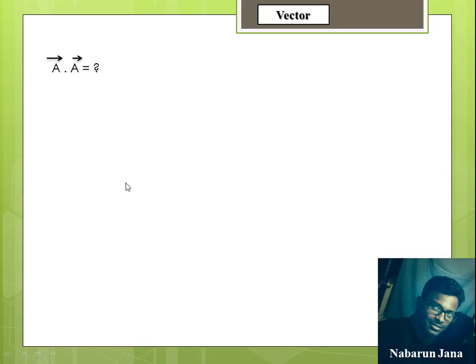Okay, the next question is, what is the value of vector a dot vector a? Vector a dot vector a means mod of a into mod of a into cos of the angle between them. Since it is vector a dot vector a, the two vectors are the same, so their direction is also the same. This is why the angle between them is 0 degrees, and cos of 0 is written here. So from this you get modulus of a into modulus of a, that means a square.